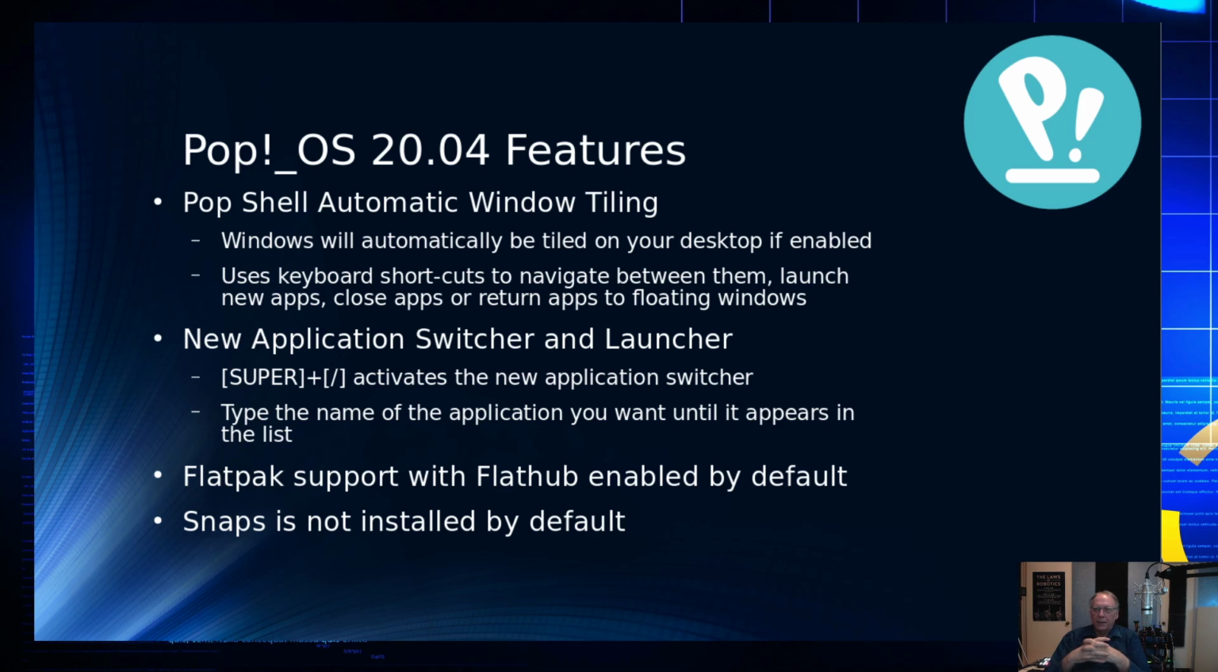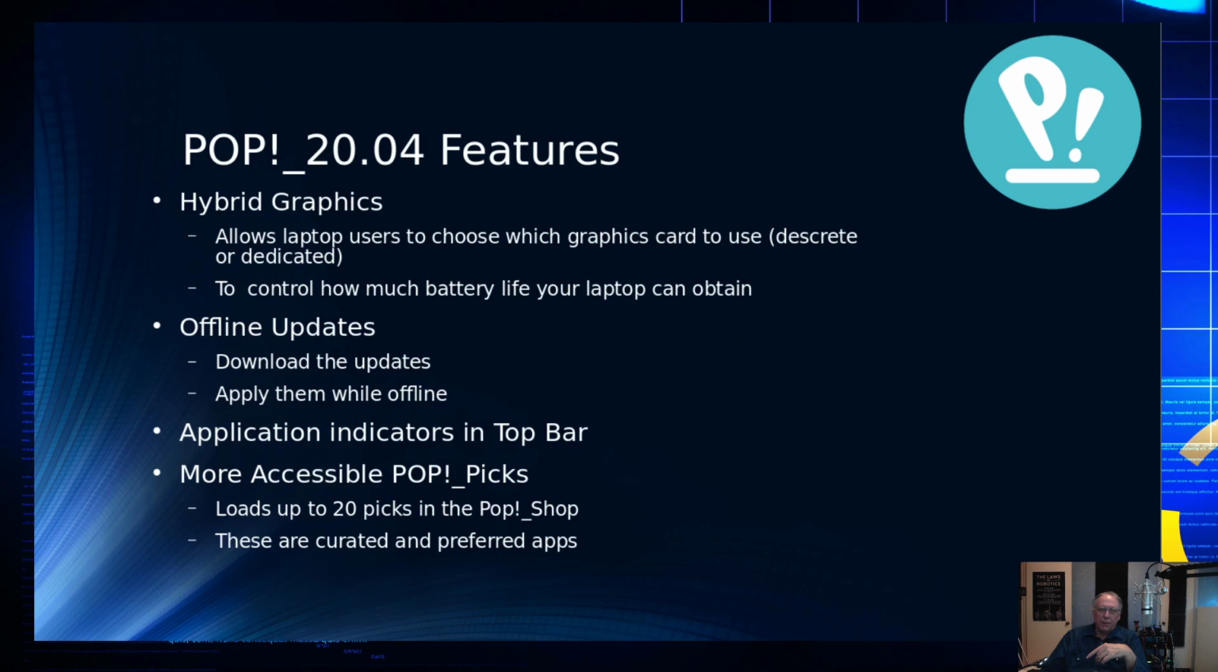Also, there's a new application switcher and a launcher, and Super slash activates that. So now you can just start typing the name of the application, and then a list will appear under it, and then you can choose that. Flatpak support with Flathub is enabled by default, and Snaps is not enabled by default in Pop!_OS. I don't think it was in the previous versions either. I think you had to explicitly install it if you wanted it.